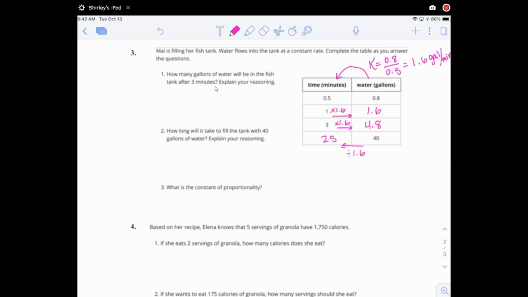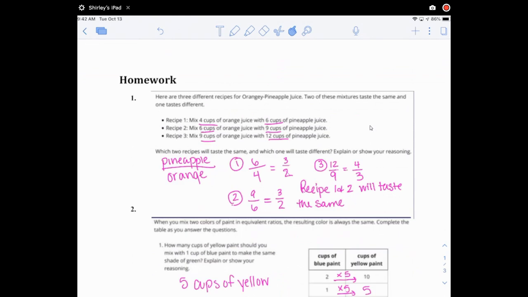Now I'm going to go in and answer the questions. How many gallons of water will be in the fish tank after 3 minutes? I found that out right here. We have 4.8 gallons, and I'm going to let my math work over on the side explain my reasoning. Whoa.